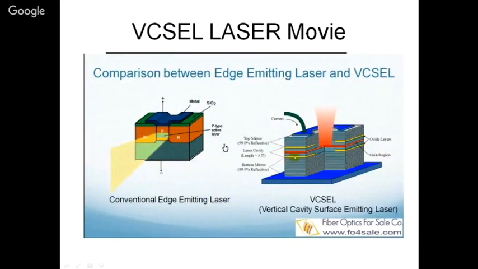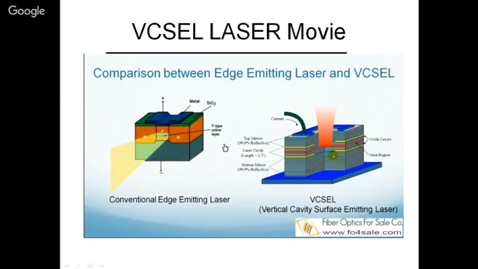The right picture shows a VCSEL laser. Conventional edge emitting laser has some disadvantages. The light beam usually has a high divergence angle and is difficult to couple into optical fiber without a corrective lens. Also, it requires higher electrical threshold current to operate.